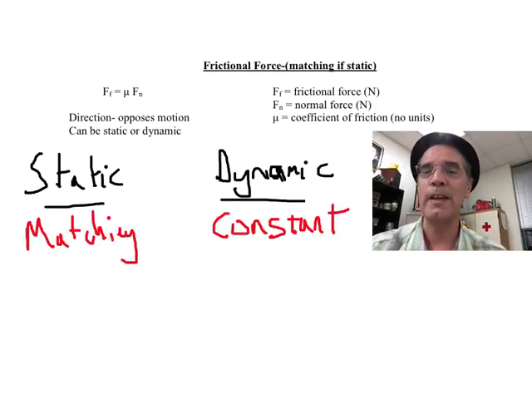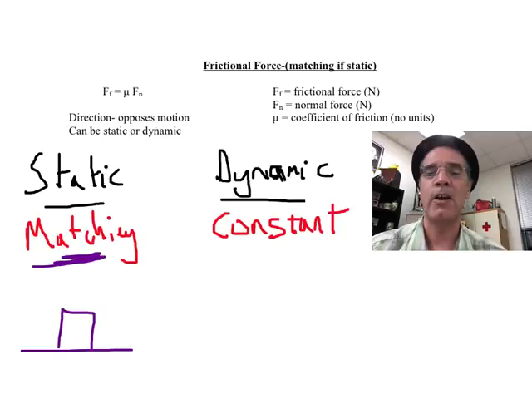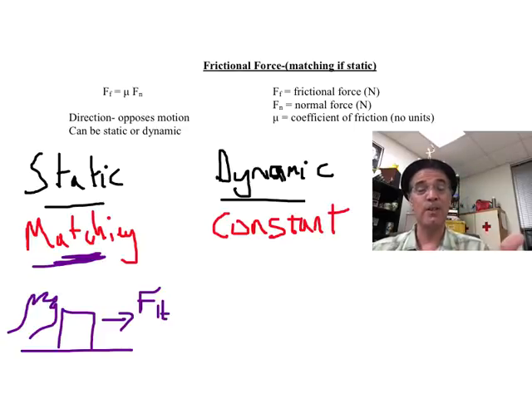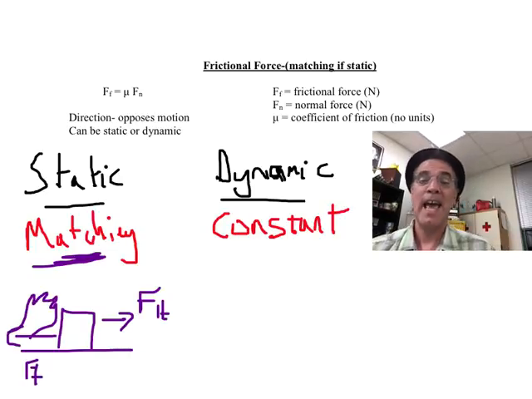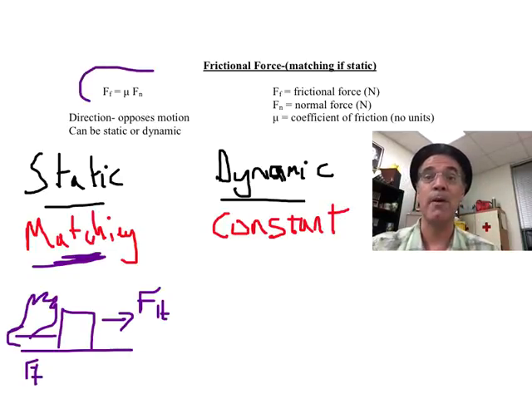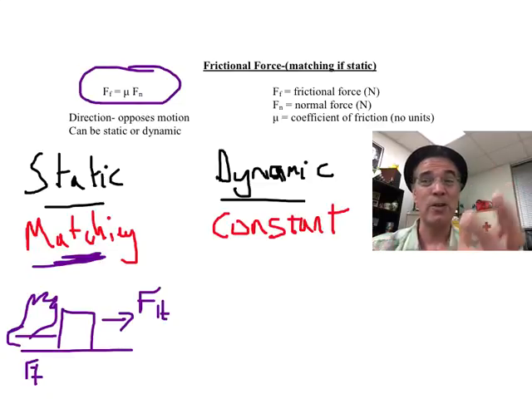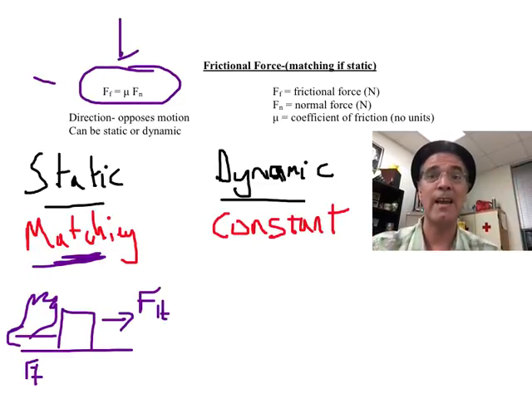And they're treated differently. Static is a matching force. So if we have an object, we take our hand, and we try to push it that way. It takes a little bit of pushing before it starts to move because there is a force backwards. That is the force of static friction, and it's matching up to this amount. So it can be less than that amount. So you can't ever use this formula for static friction.